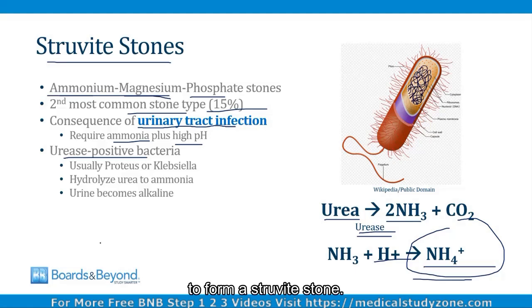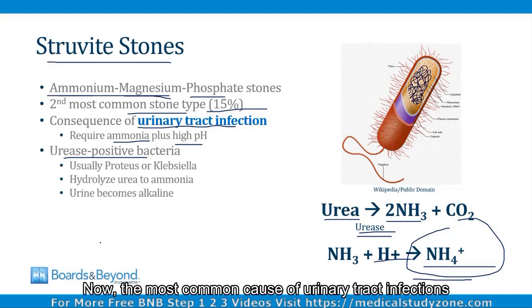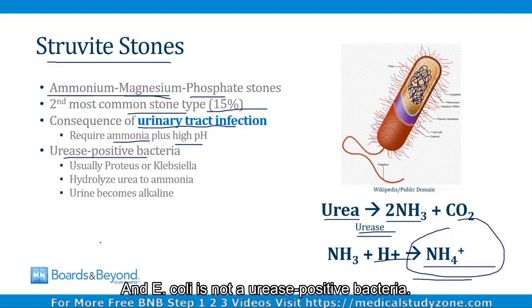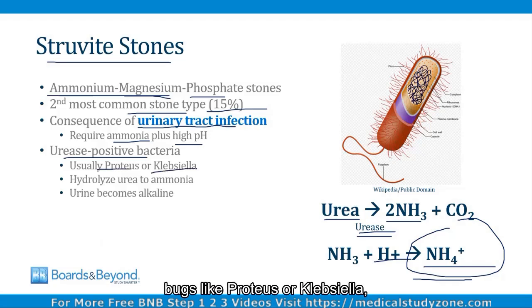a struvite stone. Now, the most common cause of urinary tract infections is E. coli, and E. coli is not a urease positive bacteria. So most patients with urinary infections are not at risk for struvite stones. It's only patients who have urinary infections from some of the less common causes of UTIs, bugs like Proteus or Klebsiella, that are going to have an infection with a urease positive bacteria that can cause a struvite stone.